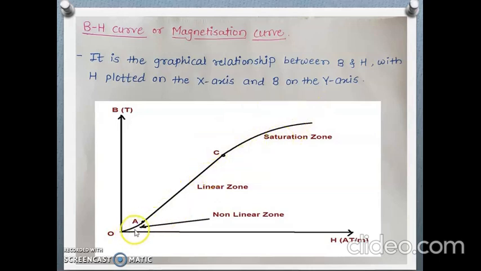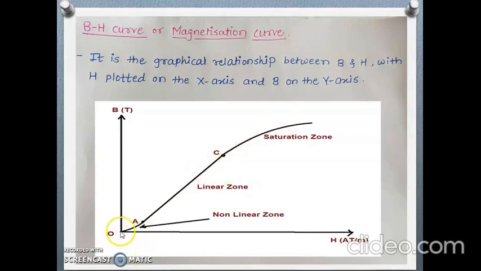One is the non-linear zone, the second is the linear zone, and the third is the saturation zone. We always operate the magnetic material in the linear zone. Beyond saturation we do not operate or use the magnetic material. This is the limit below which we can operate the magnetic material satisfactorily for any application.